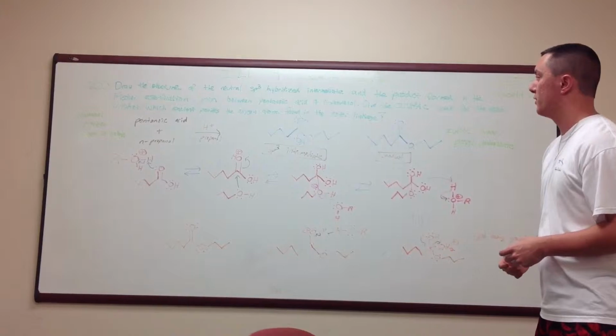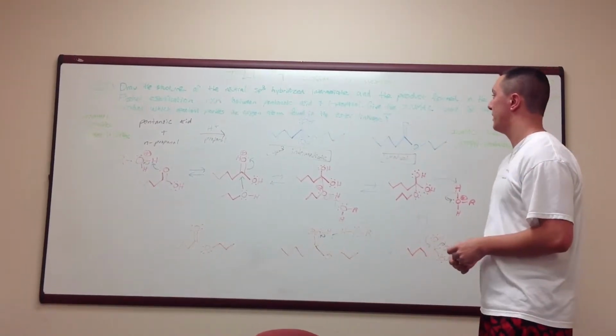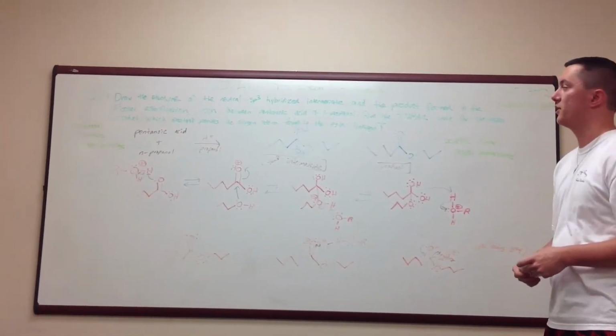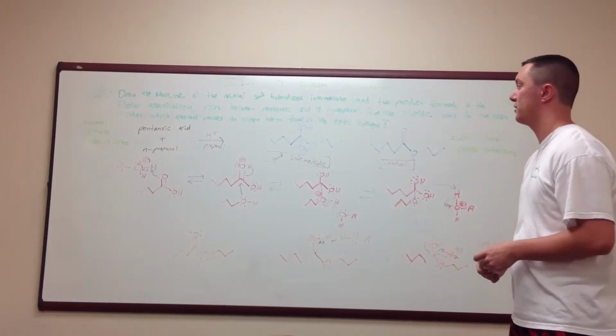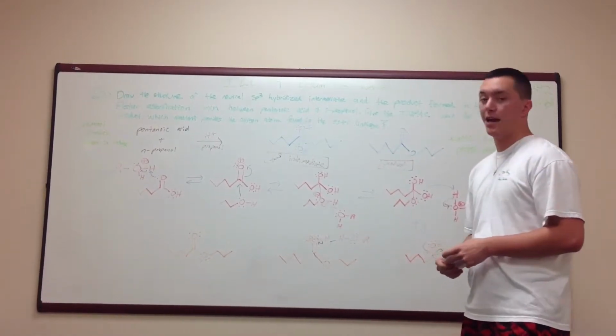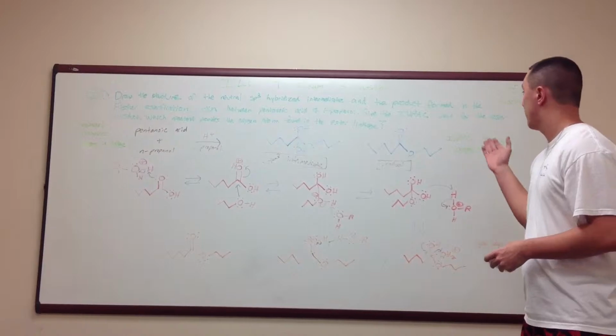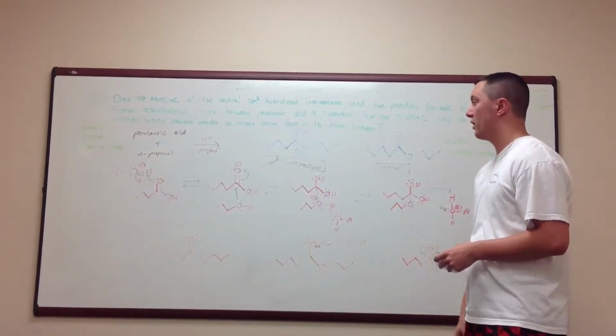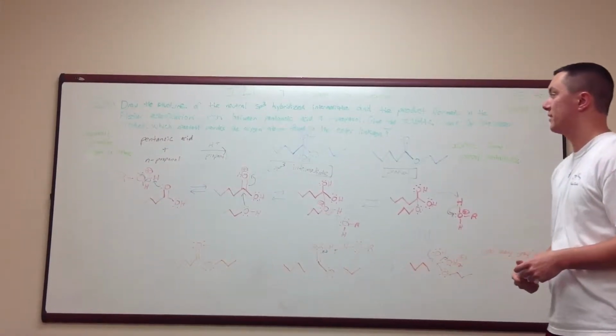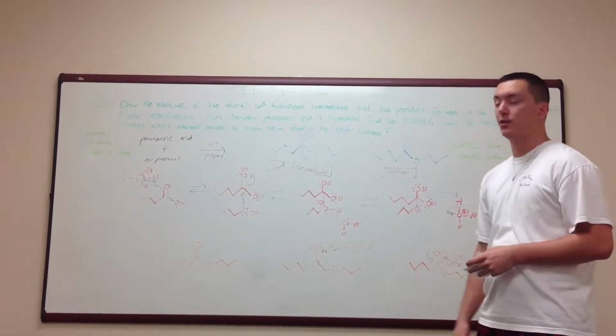Draw the structure of the neutral sp3 hybridized intermediate and the product formed in the Fischer esterification reaction between pentanoic acid and 1-propanol. It also asks to give the IUPAC name for the ester product and which reactant provides the oxygen atom found in the ester linkage.